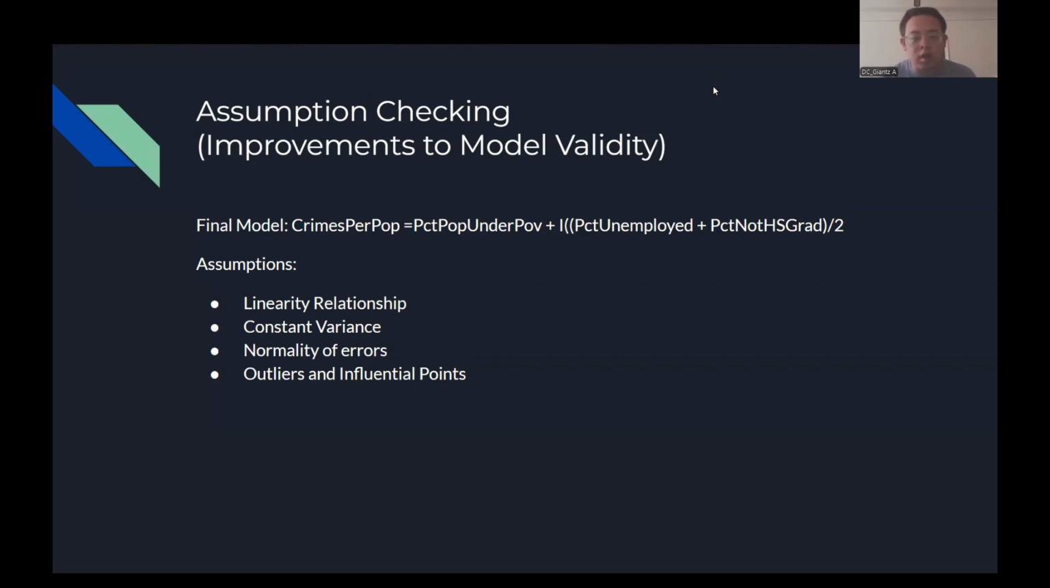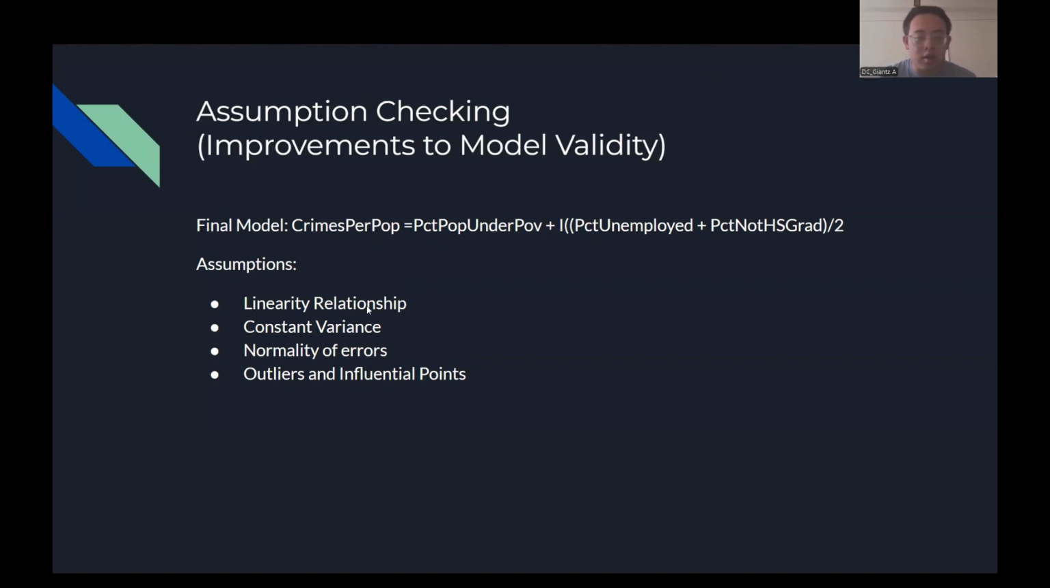Of course, you have seen our final model, but just in case you forget what it is: crimes per population equals the percentage of population under poverty, plus the percentage of unemployment, plus the percentage of non-high school graduates divided by two. So this is our final model, and we're going to check assumptions in this stage.